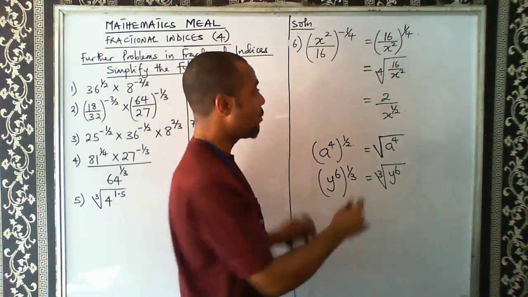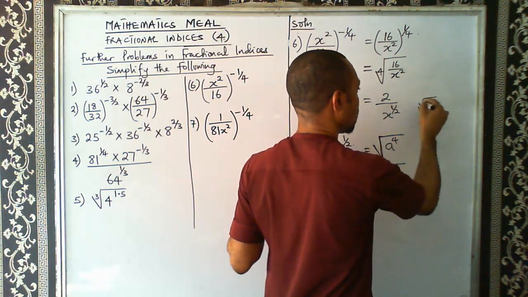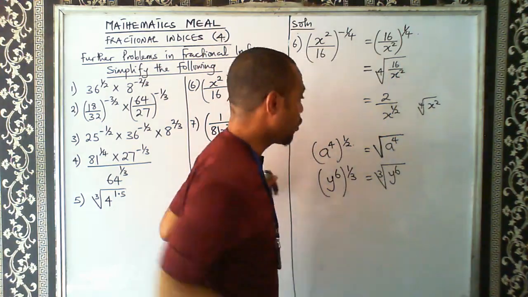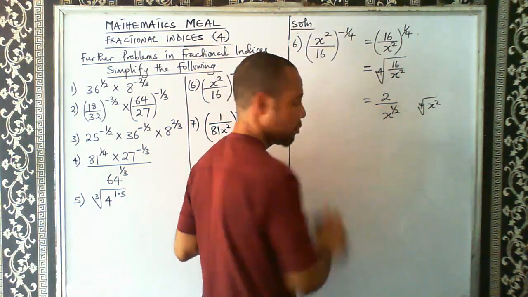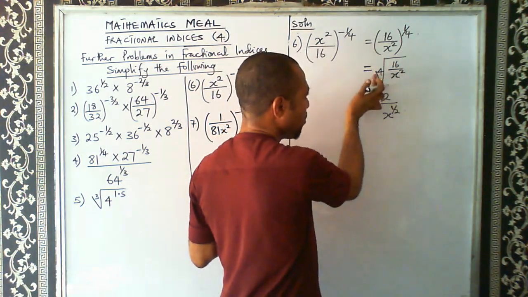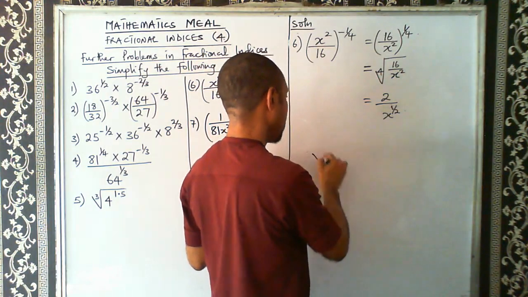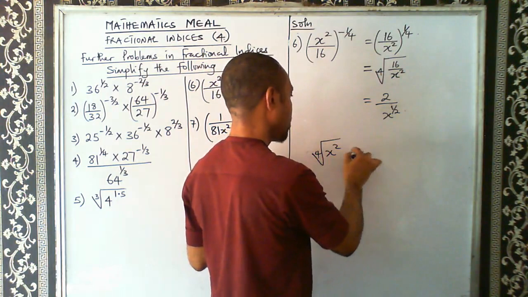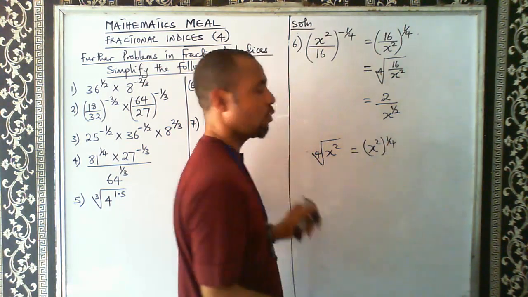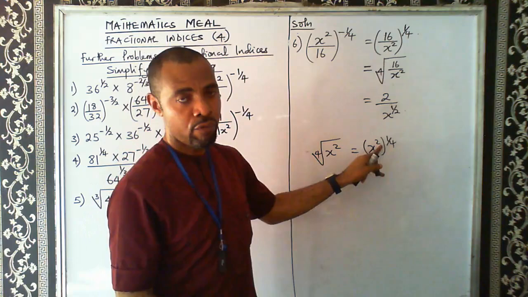So how did we arrive at this? 4th root of what? 4th root of x squared. Because we found 4th root of 16 to give us 2. That's it. Then the problem is 4th root of x squared, which will give us x squared raised to power 1 over what? 4. So use the reciprocal of the root to multiply the power of the letter.